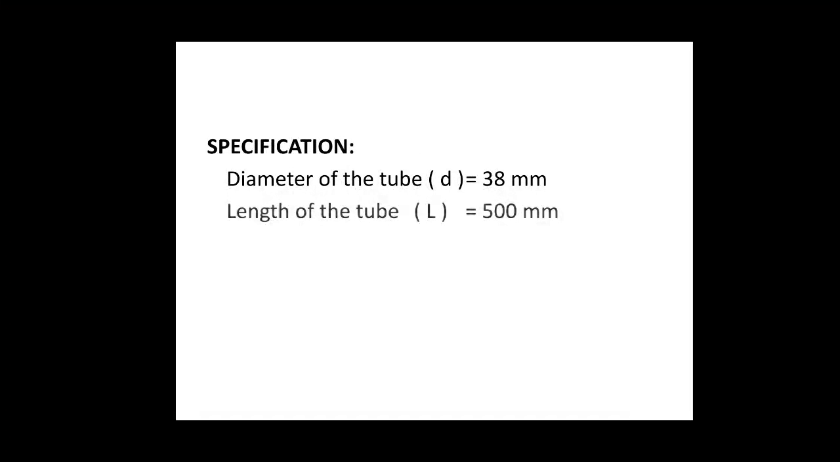The specification of the test cylinder is that the diameter of the tube is 38 mm and the length of the tube is 500 mm. The duct size which encloses the tube is also given here.